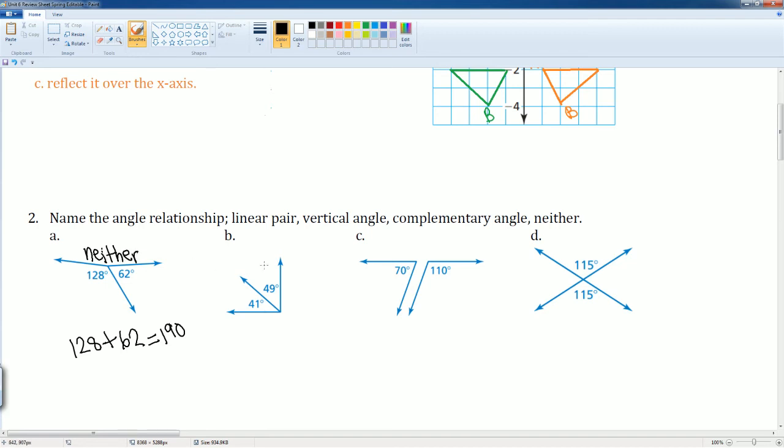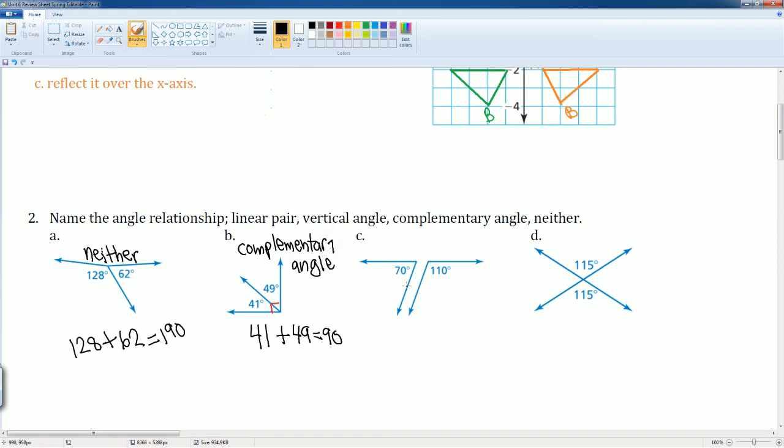Then we have the next one, which is 41 plus 49. And let's see what that equals to. We see that equals 90. And we can say that if this is 90, we can call this complementary angles.